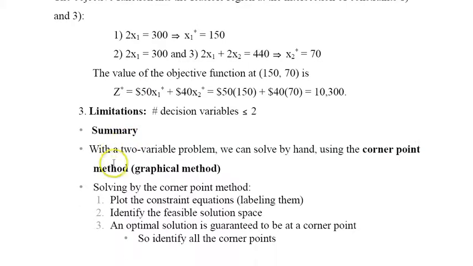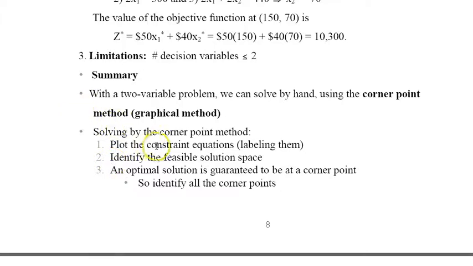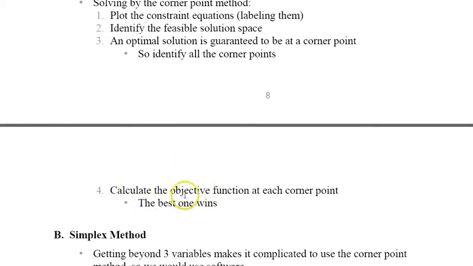First, let's summarize what we learned with this method. So solving by the graphical method means plot the constraints, equations, identify the feasible region, and an optimal solution is guaranteed to be at a corner point. So identify all corner points, calculate the objective function at each corner point, and then the best value would be your optimal solution.